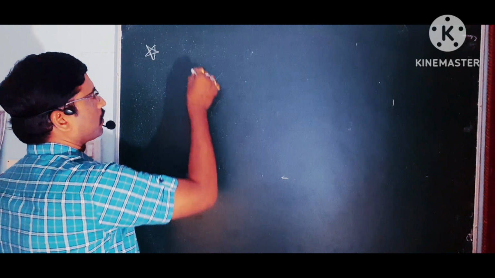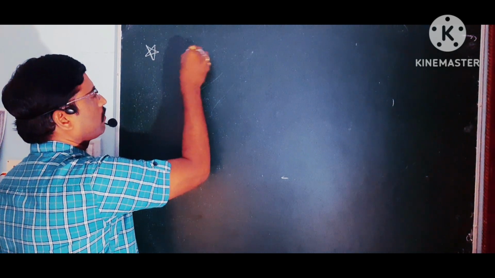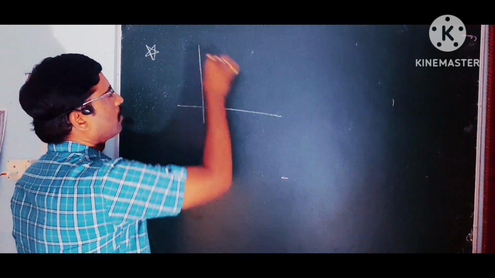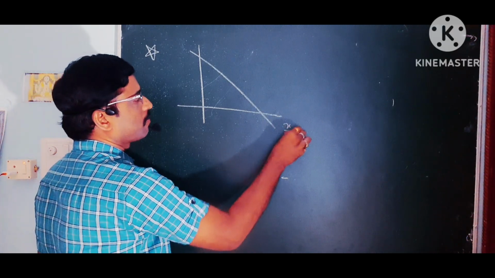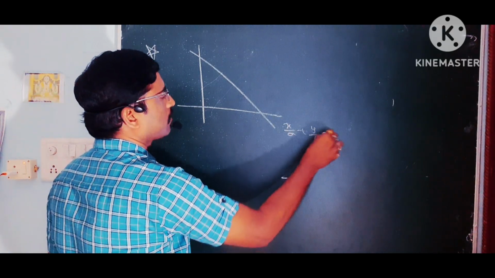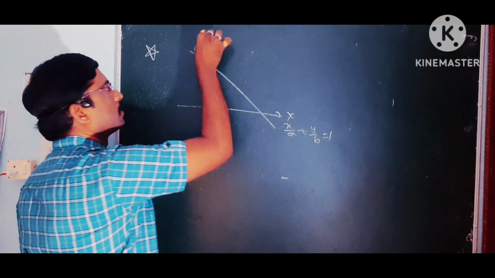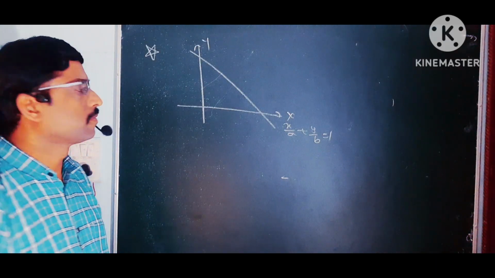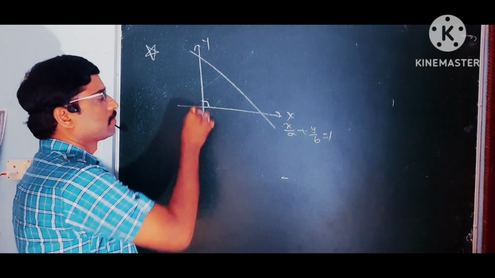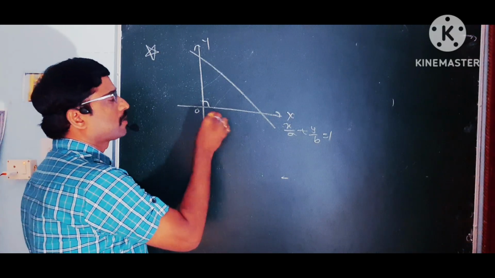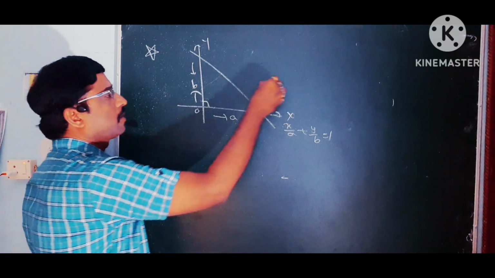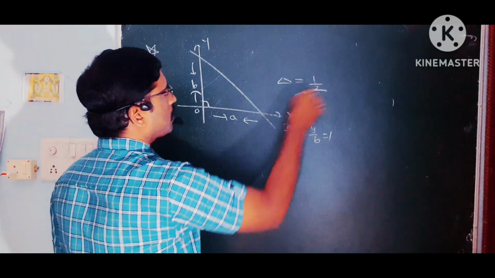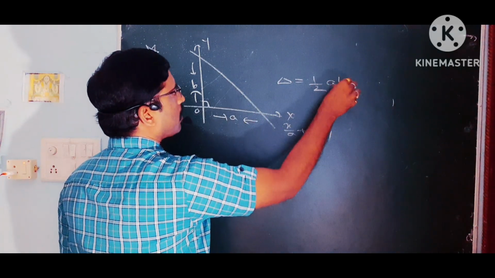Okay, now I'm going to explain area of the triangle. Area of the triangle formed by the line ax plus by plus c equal to 0, that is x by a plus y by b is equal to 1, with the axes. So what is the x-intercept here? A. Y-intercept is b. What is the area of the triangle formed? Delta is equal to half into base into height, half of AB.